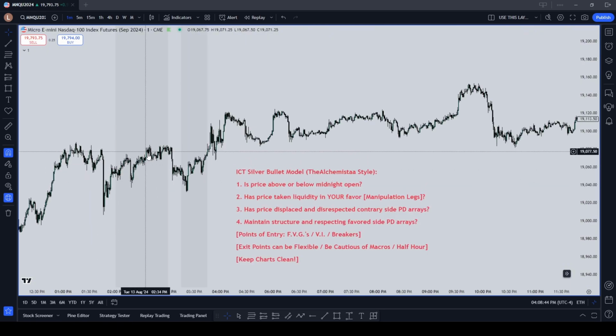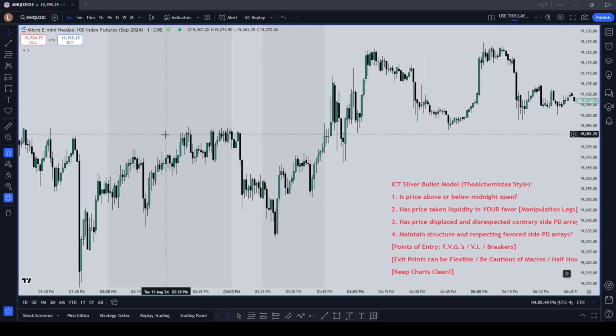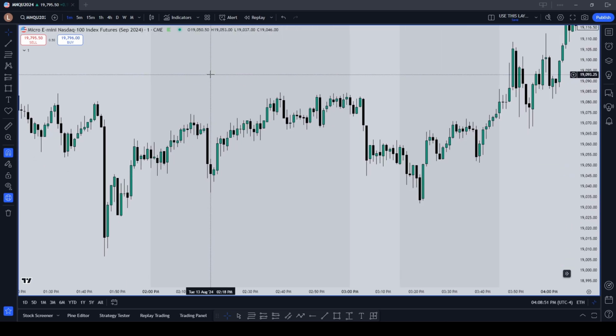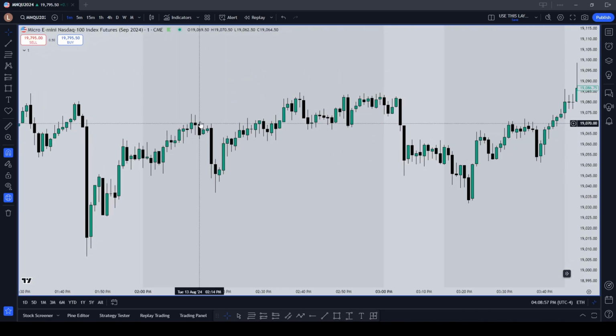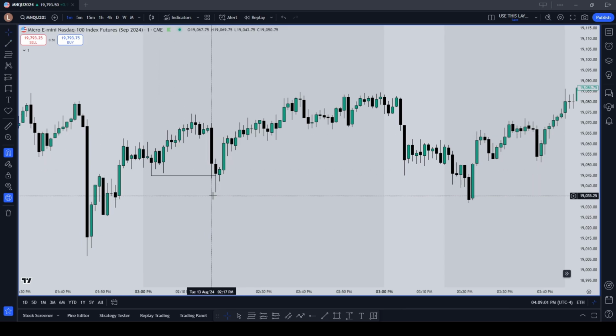As you can see, the PM session also wasn't as clean. And again, like I said before, ideally if the AM session worked, the PM session should work, but it's not always going to work. And once again, we do have the same problem. Like I said before, this is not a displacement leg, it's a manipulation leg. And if you draw your fair value gap, as you can see, price trades up into it.